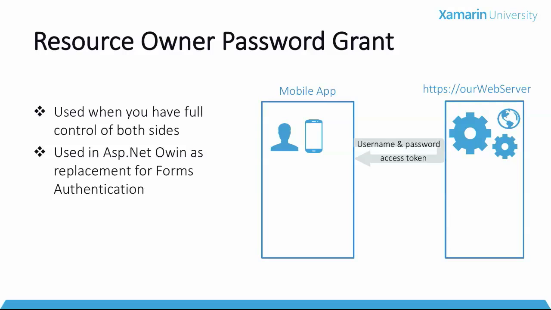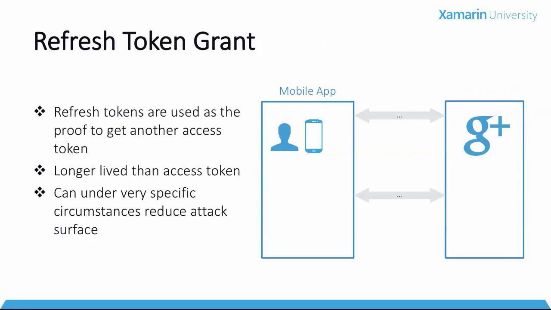Okay, this is actually now the way that ASP.NET OWIN by default does username and password authentication. So when a user on an ASP.NET website logs in using username and password, behind the scenes it's actually using OAuth2 and the resource owner password grant by default. Another type of grant type is the refresh token grant.